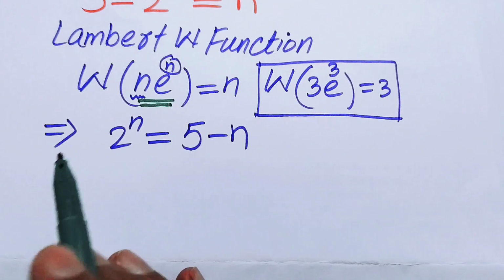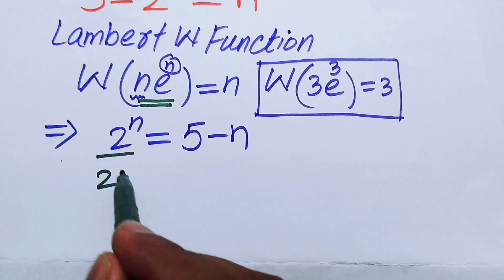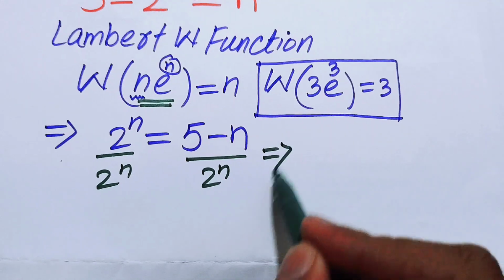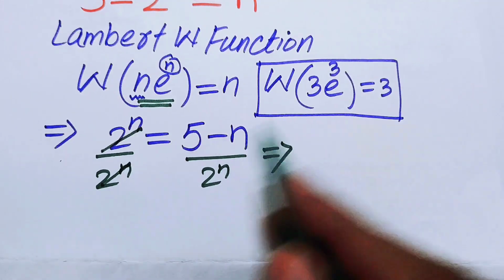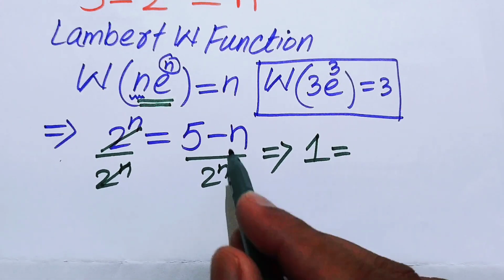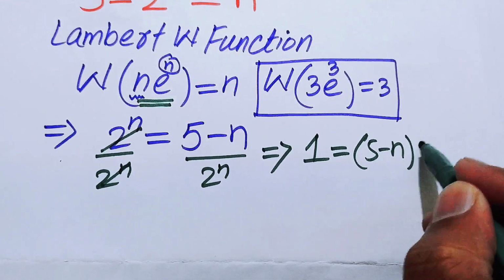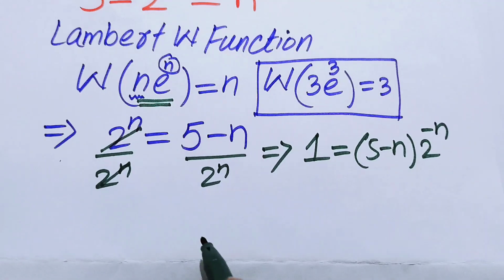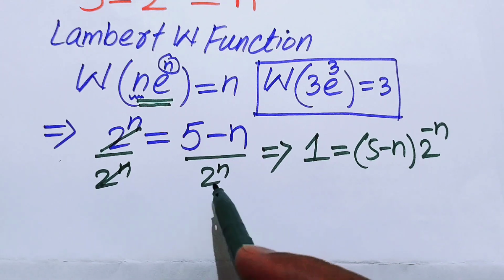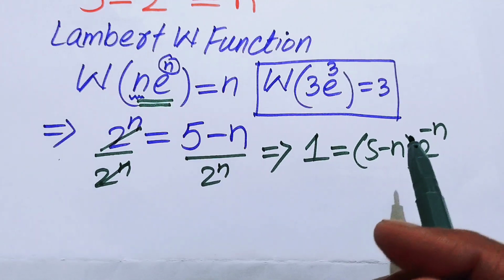Now we first divide both sides by 2 to the power of n. It will look like this, and these two terms are gone, and we get 1 on the left hand side. Similarly, we move this 2 to the power of n to the other side, and you will get 5 minus n times 2 to the power of minus n, because here we apply the exponential law. When we move this 2 to the power of n across, the exponent of this exponential function will be negative.